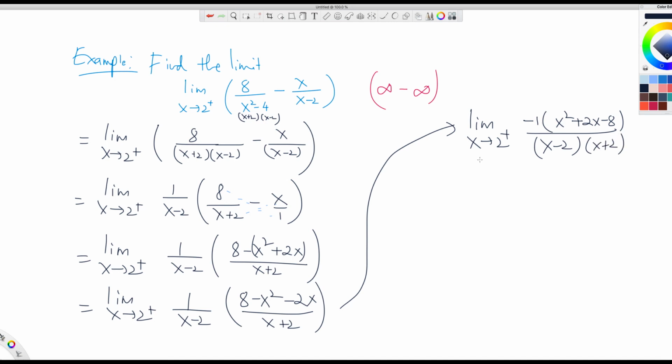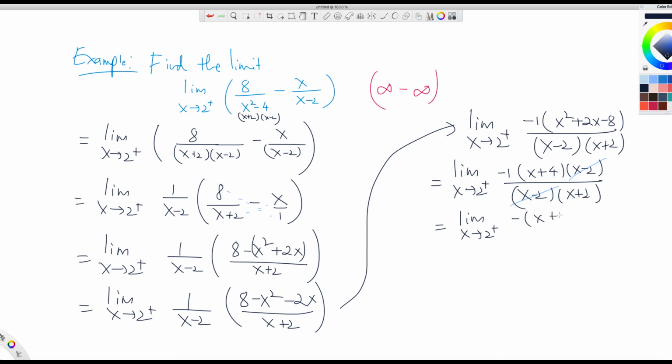Let me simplify that. So that is limit x tends to 2 plus, and then negative 1 times x plus 4 times x minus 2. Those are the factors of the top, right? And then you get x minus 2, x plus 2 on the bottom. You see the same common factor on the top and bottom, so you divide, that will become 1. So what is left is limit x tends to 2 plus negative x plus 4 over x plus 2.